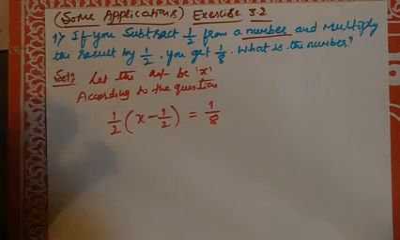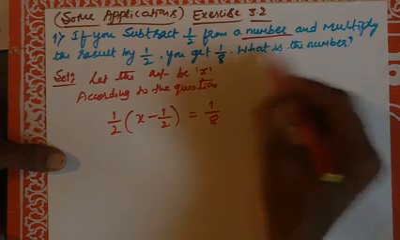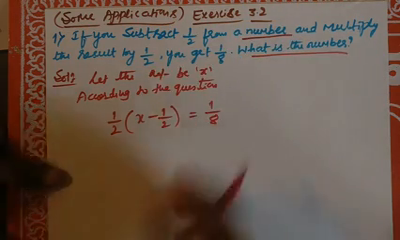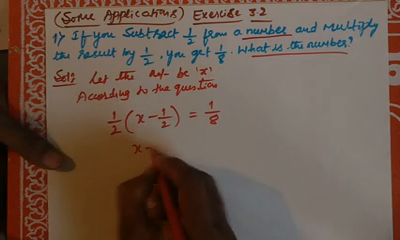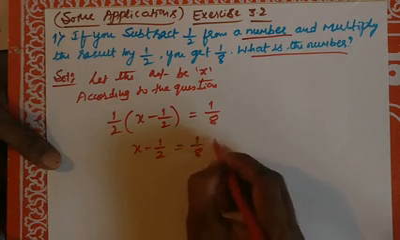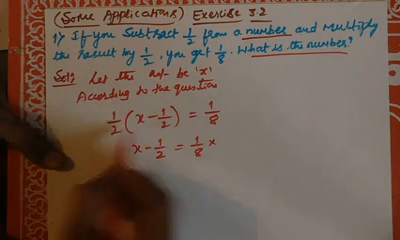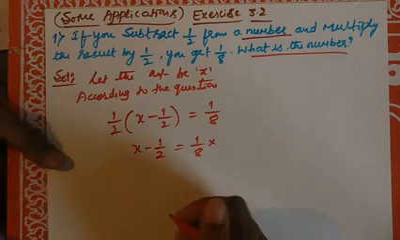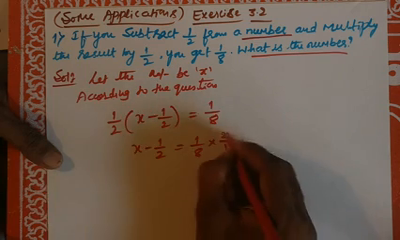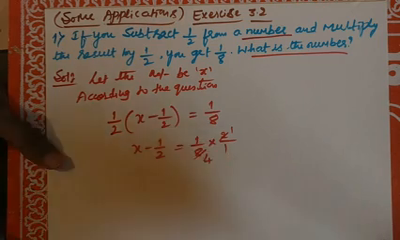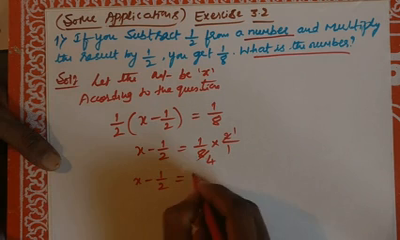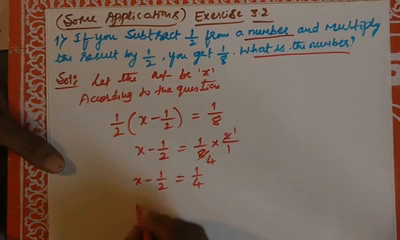We have to find the number. x minus 1 by 2 is equal to 1 by 8, into 1 by 2 is there. Change the numerator and denominator, that is 2 by 1. 2 1s are 2, 2 4s are 8. x minus 1 by 2 is equal to 1 by 4.